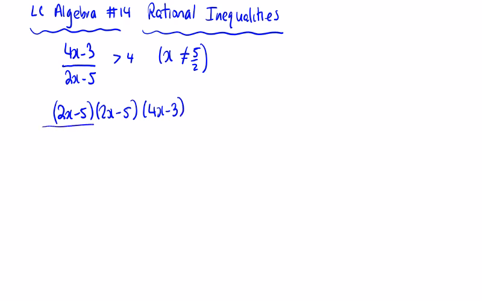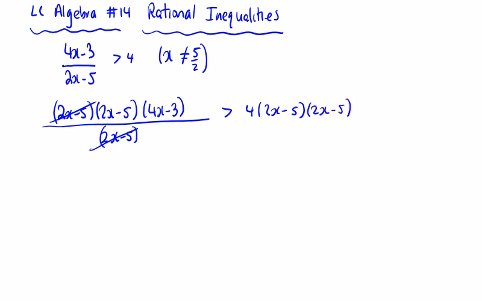Just to show you that we will end up with just 2x minus 5 on top. That's the left hand side multiplied by 2x minus 5 to be squared. And then no equal sign, just greater than 4 times 2x minus 5 to be squared, or 2x minus 5 by itself. Whatever you choose to do is fine.